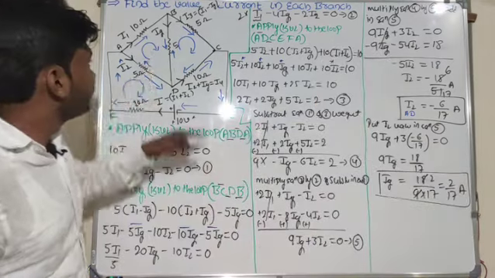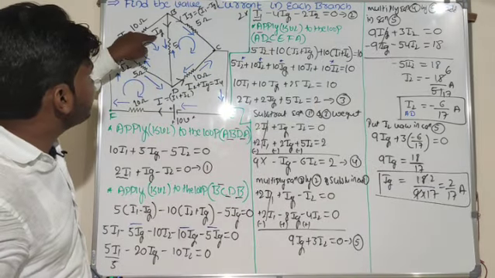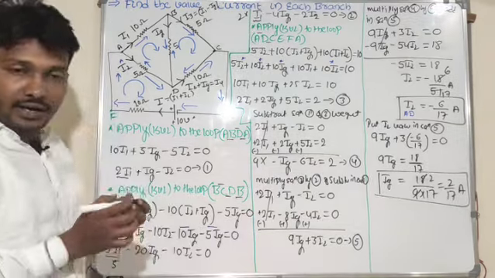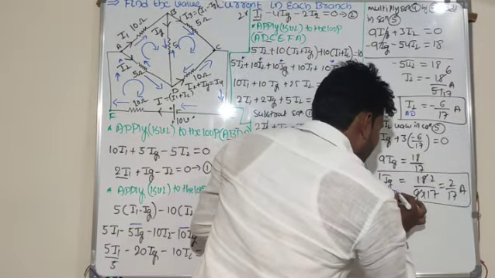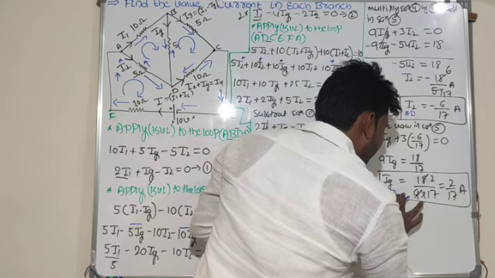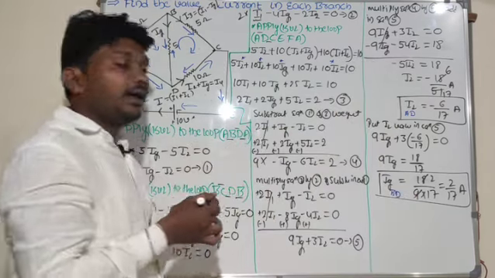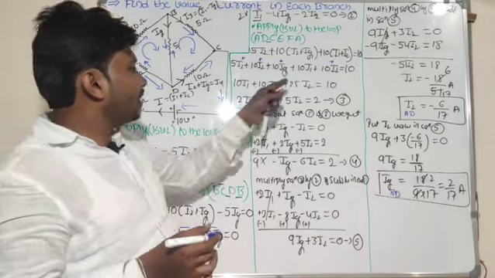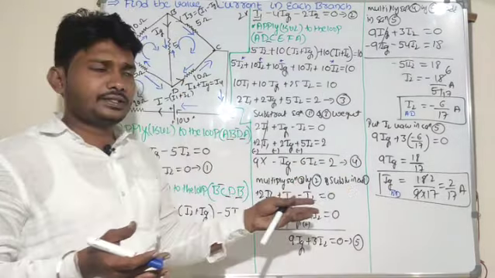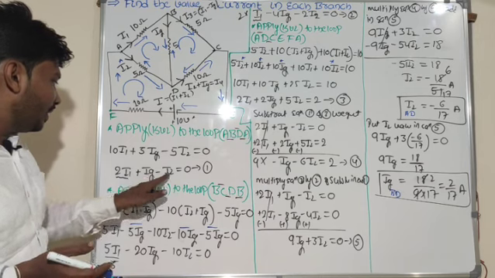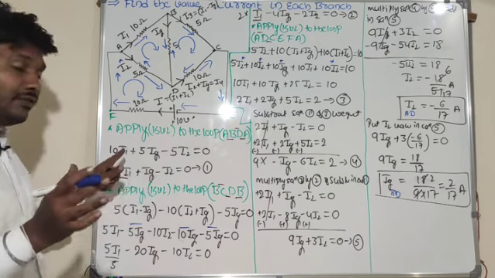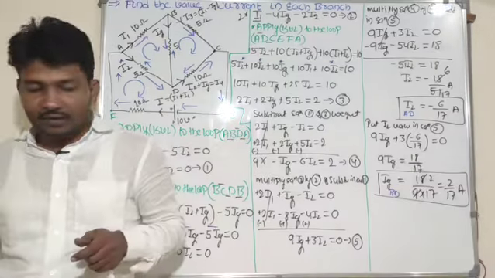Now I got the current in the branch BD. So Ig is nothing but the current in the branch B to D. Next, I have to find out that I1 value. I2 value I know and Ig value I know. So I2 and Ig value I will fill in equation 1.